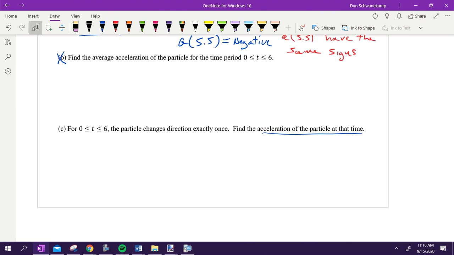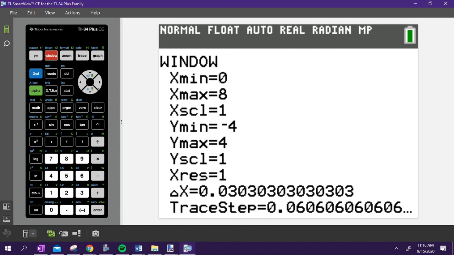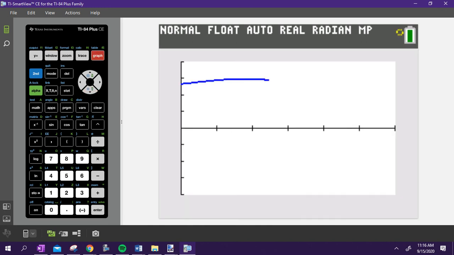Let's skip down to letter C. The particle changes directions exactly one time. From 0 to 6, so I got to change my window. I'm going from 0 to 6. It changes directions one time. Tell me now when I change directions. Right there. Velocity changes signs. So we got to find that spot.